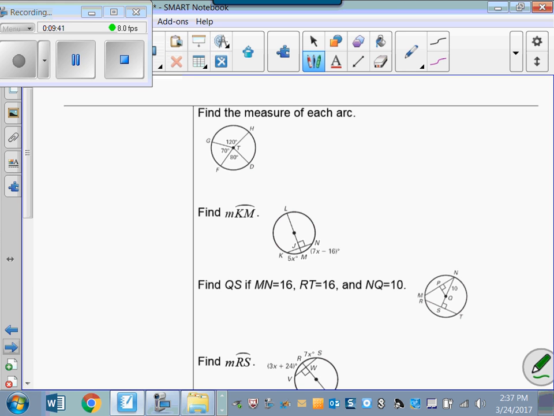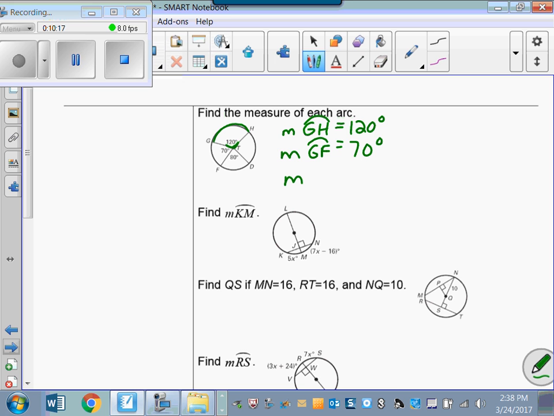Find the measure of each arc. Okay, I've got a bunch of central angles here. And what did we learn about central angles? That the measure of the arc intercepted, we say it's intercepted. This arc, GH, is intercepted by this angle right here. And we know that the arc is congruent to the central angle. So the measure of arc GH, this is how we want to write this, is 120 degrees. The measure of arc GF is 70 degrees.